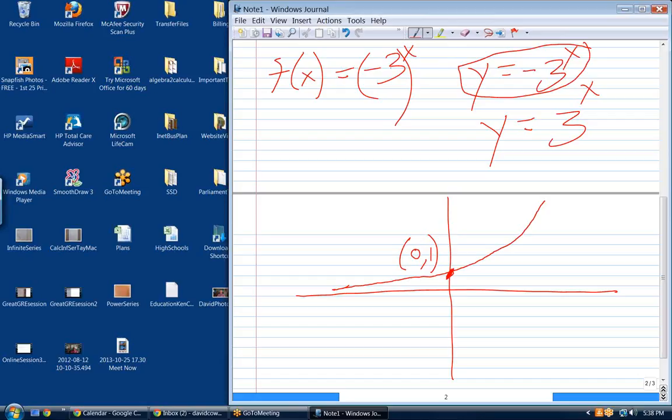Is that what this was, or was the negative 3 in parentheses? No, it's outside the parentheses. So it's like this. That's good, because the other one would have been tough to plot because it would have given us positive and negative y values depending on whether x was odd or even. So this one is 3 to the x reflected about what axis? X.